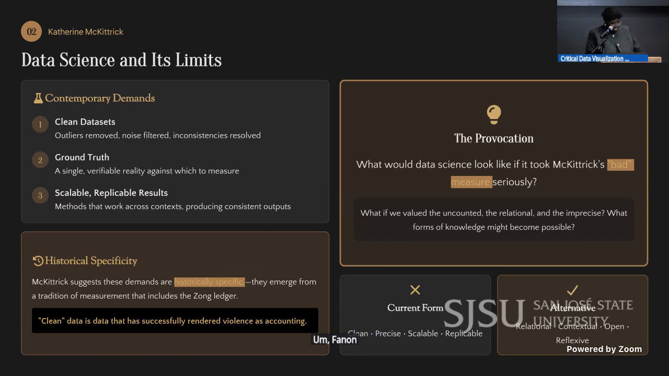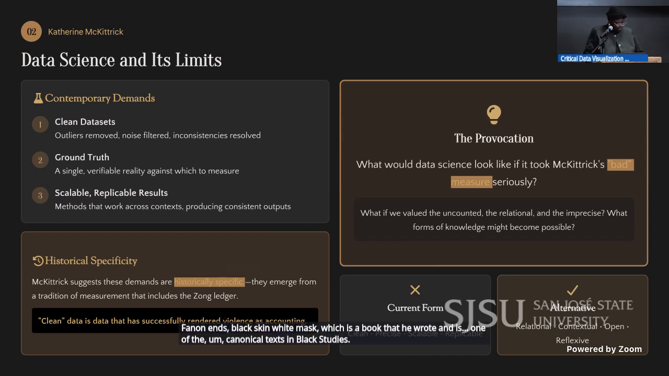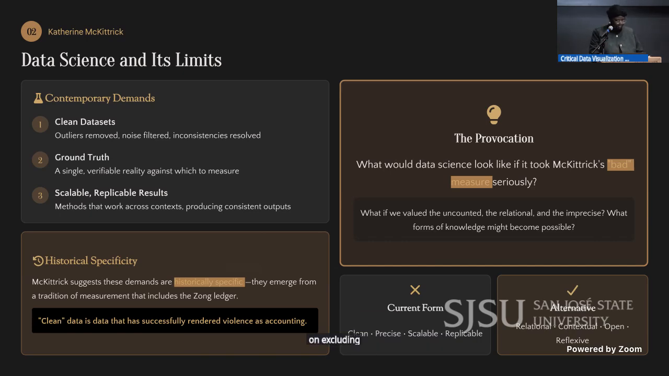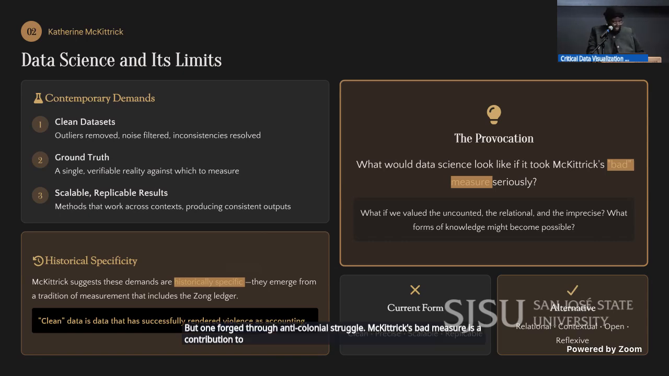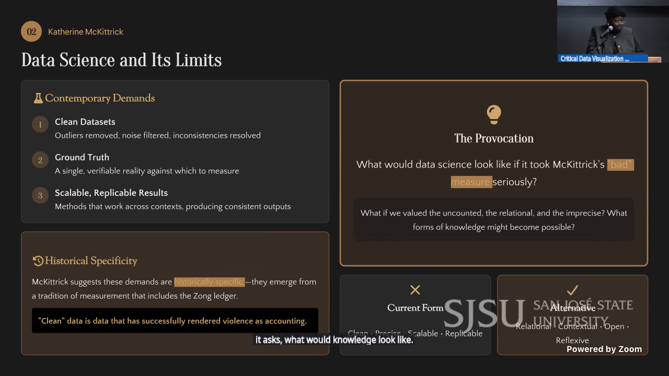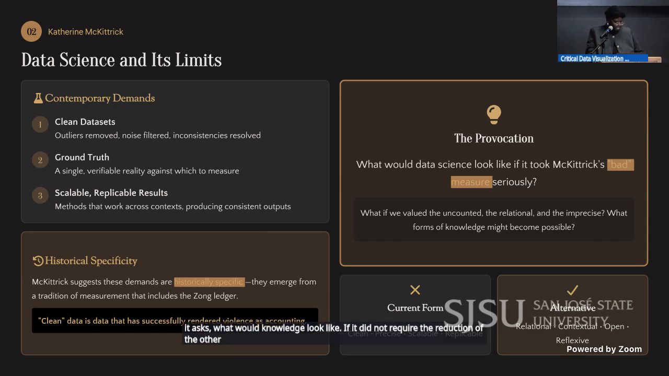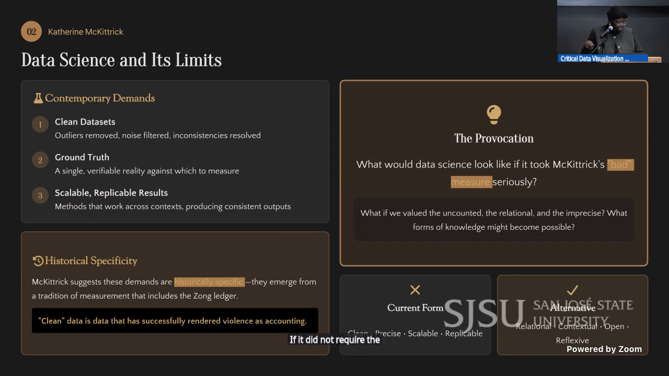Fanon is relevant here in a different register. Fanon ends Black Skin, White Masks, which is a book that he wrote and is one of the canonical texts in Black studies, with a call for a new humanism, not the European humanism that was built on excluding the native, but one forged through anti-colonial struggle. McKittrick's bad measure is a contribution to this project. It asks, what would knowledge look like if it did not require the reduction of the other to object? If it did not require the fixity that Fanon diagnoses? What would disalienation feel like as a data practice?